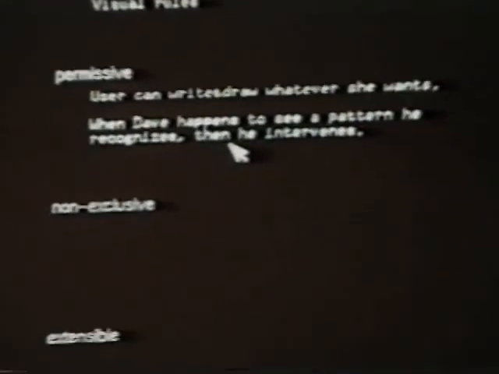And then, if it happens that what the user has done is something that Dave knows about, then he takes whatever action it is that he thinks is appropriate. Otherwise, he does nothing.